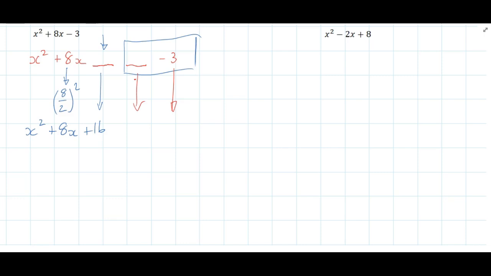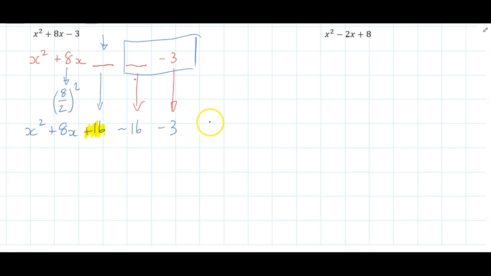So to keep this exactly the same, because we added 16 here, which wasn't part of our original expression, we have to take it away again. So we simply take away 16. We bring down the -3 as well.